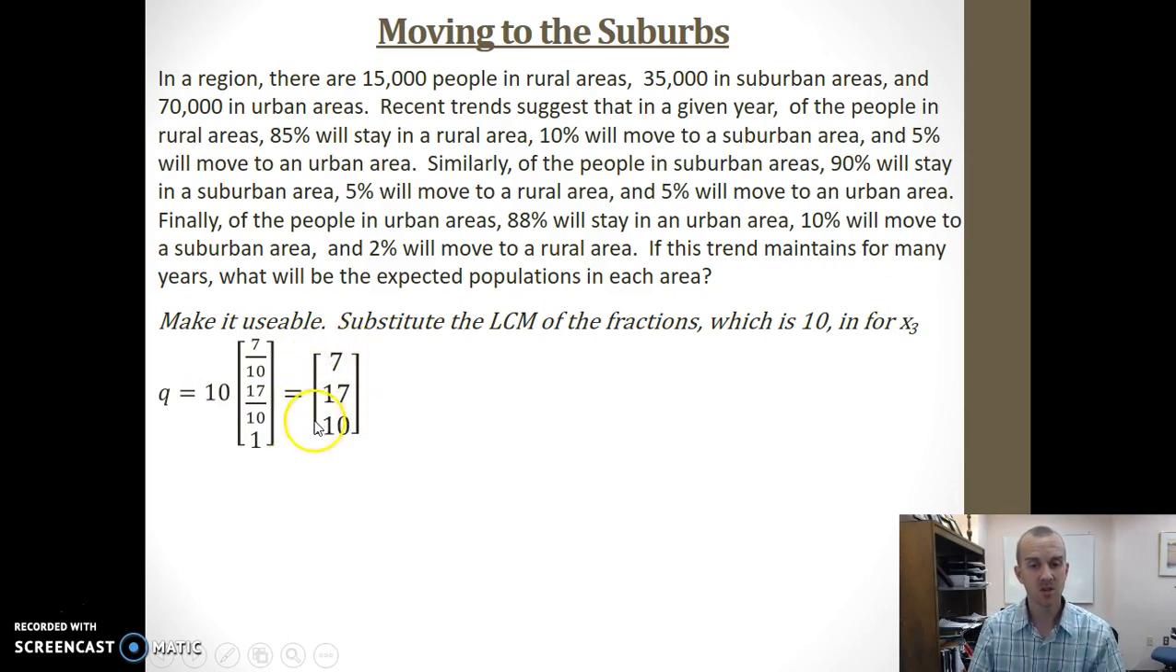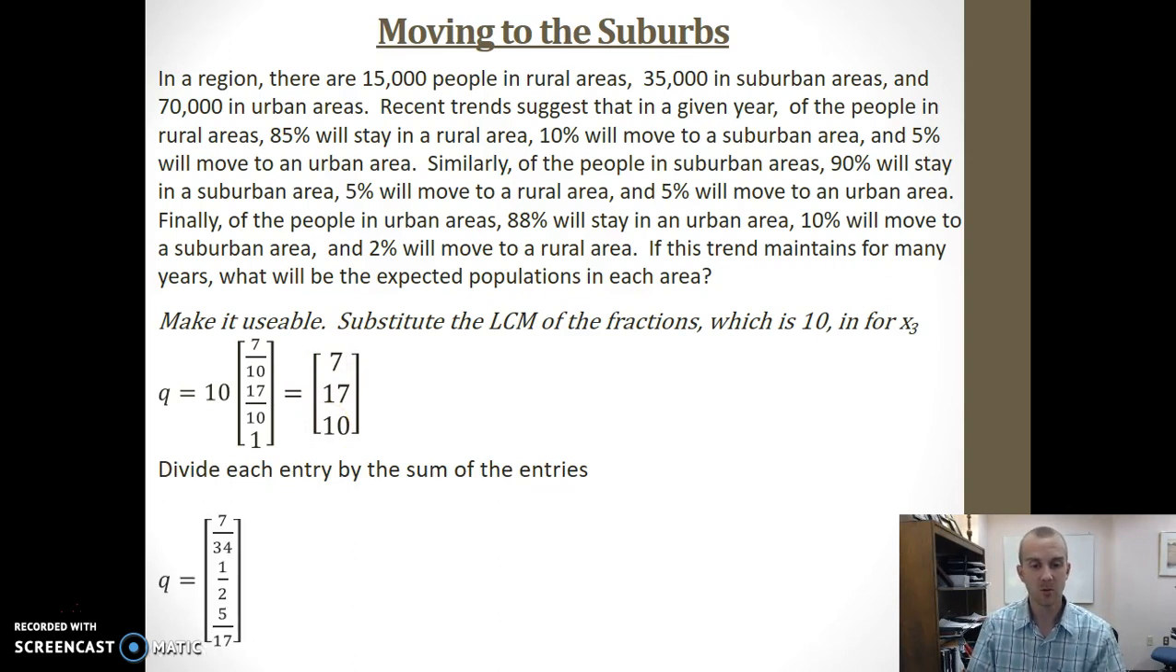And now I'm going to turn this into a probability vector by finding out what is the relationship of each of these values to the total sum of my column. So if I sum up that column, I end up with 34. So I can rewrite this then as 7 out of 34, 17 out of 34, which simplifies to 1/2, and then 10 out of 34, which simplifies to 5/17. And you don't have to simplify the fractions, it's just common practice that you would.